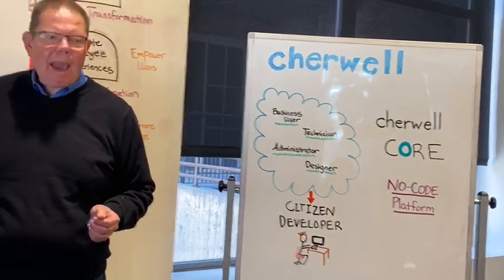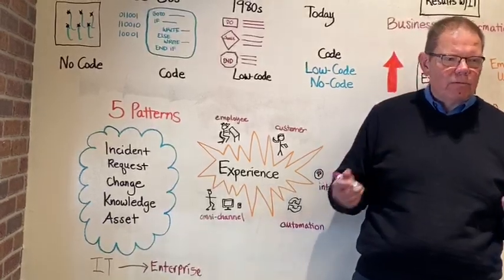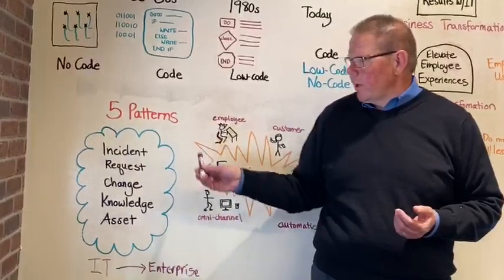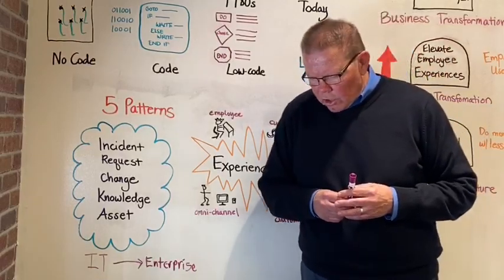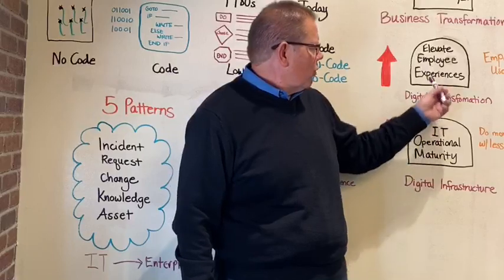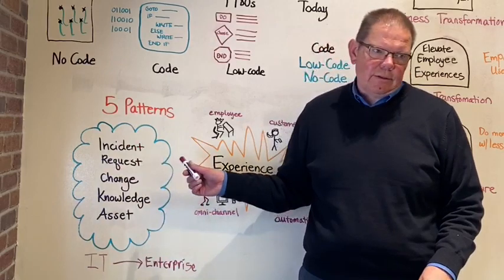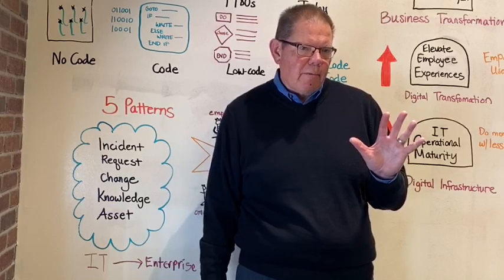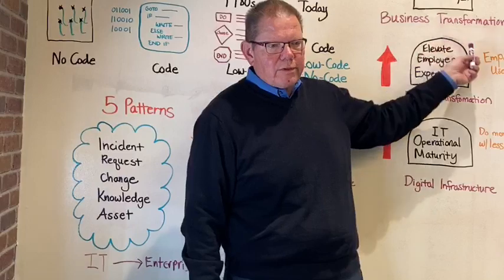We've got 5 patterns of workflow that you're going to find in any IT service management environment. If you're providing IT service management, you're going to be working on these 5 things: incident, request, change, knowledge, and asset. Now, you want to achieve IT operational maturity. In order to create new experiences for your users, you've got to get good at these things. Basically, Gartner says there's a 5-point scale for IT operational maturity. And if you're in the 4 to 5 range, then you're ready to go here. You're ready to start doing business transformation.